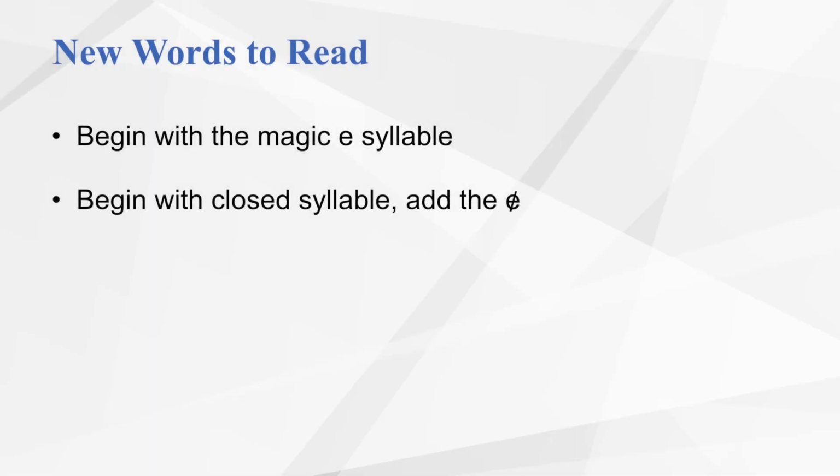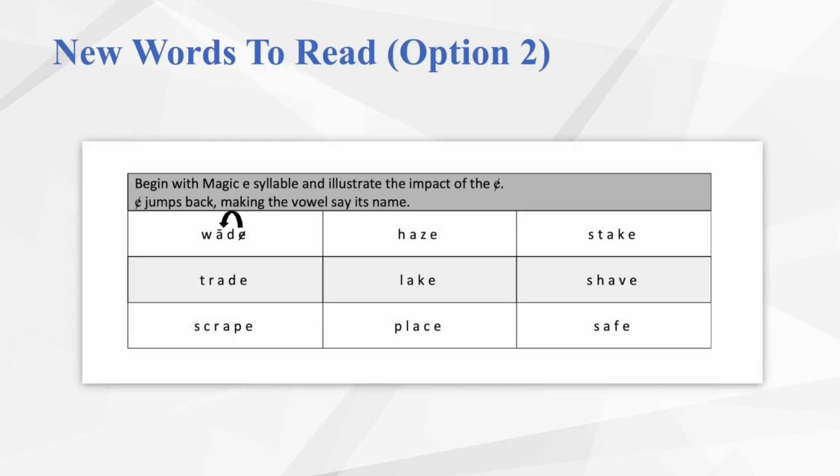Teachers, you have two choices when considering your new words to read activity. You could begin with magic E syllables and illustrate the impact of the silent E, or you can begin with a closed syllable and add the silent E. Surprisingly, beginning with the closed syllable and then converting it to a magic E syllable is more difficult for our struggling readers. You may want to begin with the magic E syllables only.